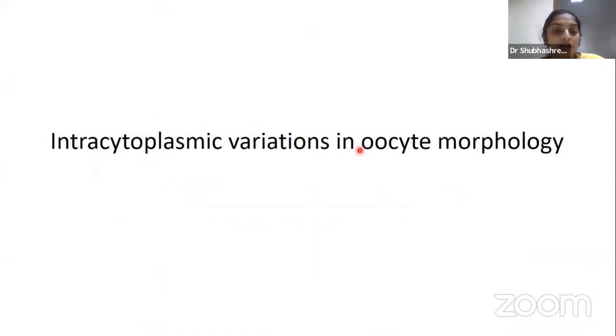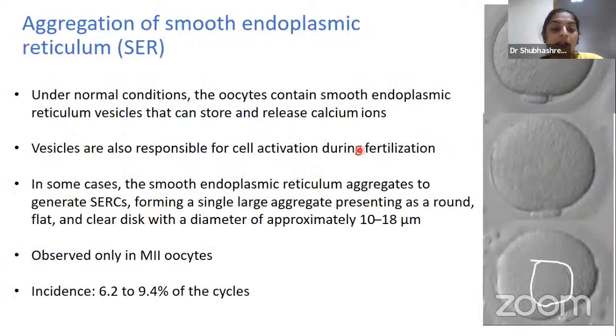So next come the intracytoplasmic variations in oocyte morphology. Here, one of the important features we consider is the smooth endoplasmic reticulum clusters. Under normal conditions, oocytes do contain smooth endoplasmic reticulum vesicles that store and release calcium ions, which are important for different physiological processes in the oocyte, and are also responsible for oocyte activation during fertilization. But in some abnormal conditions, what happens?